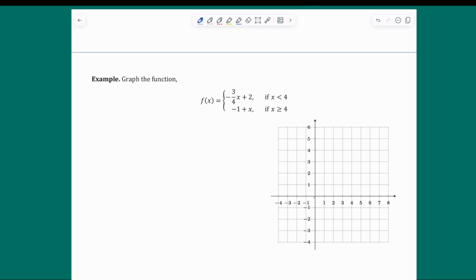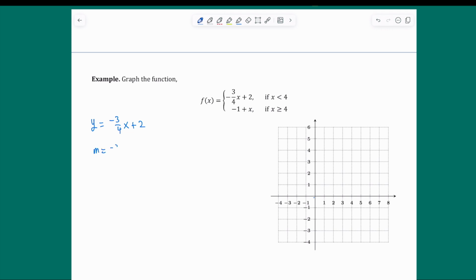Okay, so here we're asked to graph the function f of x equal to -3/4 x plus 2 if x is less than 4, and f of x equals -1 plus x if x is greater than or equal to 4. It's a piecewise function, and the way I'm going to graph this is to graph each part of its definition and then erase what I don't need. The first graph we're going to see is y equal to -3/4 x plus 2, which is just the equation of a line.